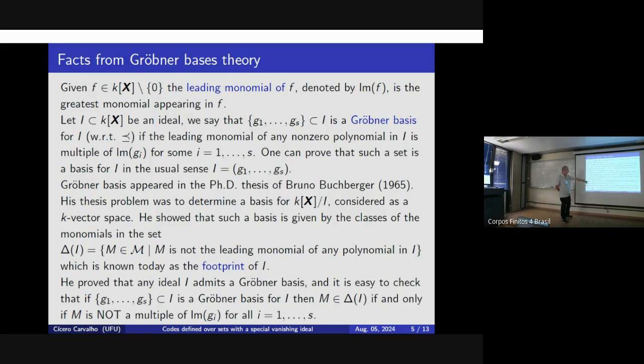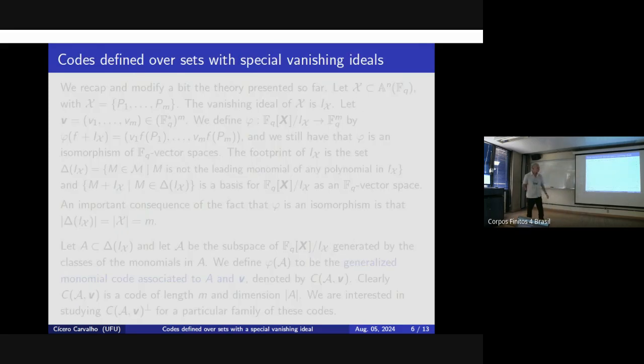If you have a Gröbner basis for the ideal, then a monomial is in the footprint if and only if the monomial is not a multiple of any leading monomial of the basis. This is much better, because by the definition of the footprint we need a monomial which does not appear as a leading monomial, which is difficult to verify, but this is very easy. If you have a Gröbner basis, you just take a monomial not a multiple of any of these, and you already know the footprint.